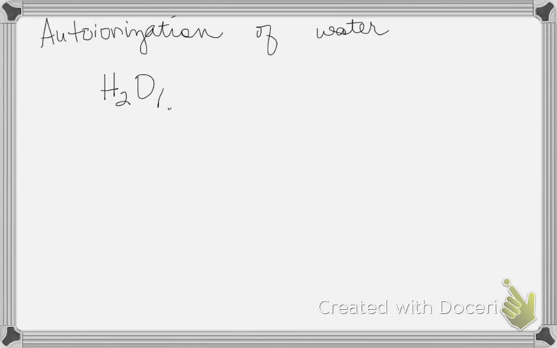There is something called the autoionization of water. And it looks like this. H2O can break down to make hydrogen ions and hydroxide ions. And that equilibrium reaction represents the autoionization of water.